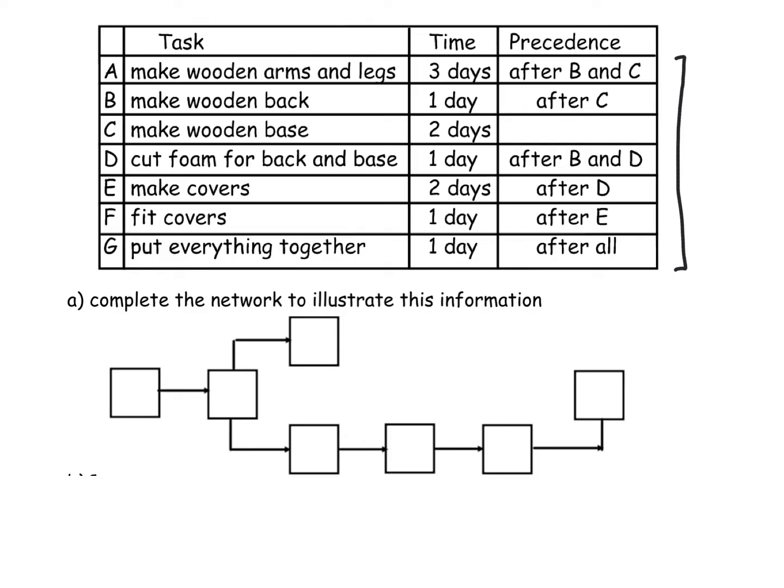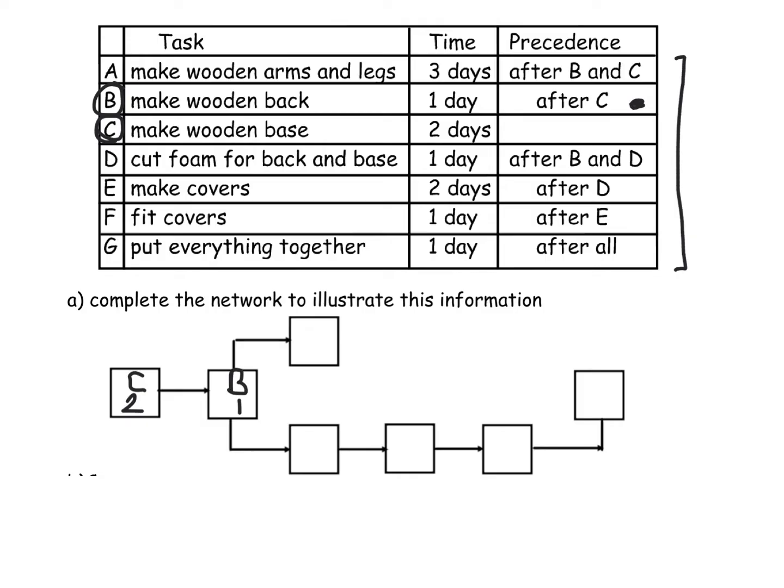So what you look for is you look for the very first thing, something that has got no precedence at all. So this would be task C. So task C I'm going to circle, and we're going to put this in the first box. And then you also write in how long that takes. You put in 2 for 2 days. Then you look for things that follow task C. So that is this one here. So B will follow C. So you put a B in here and you put a 1 for 1 day.